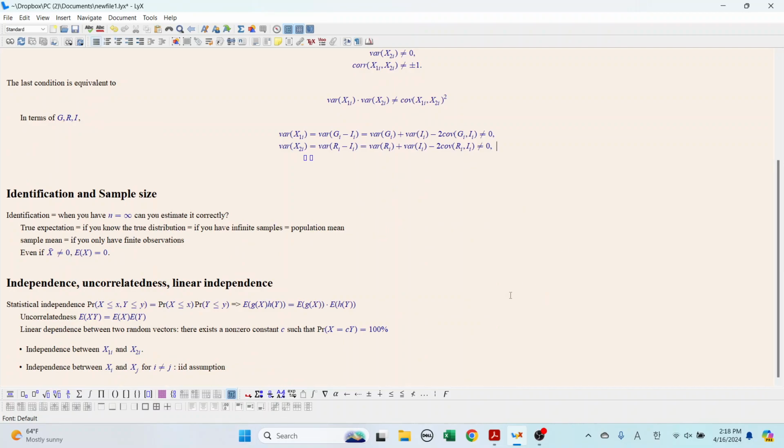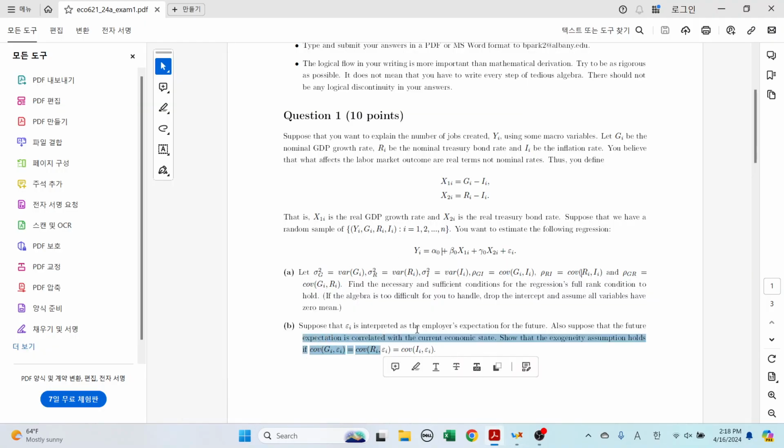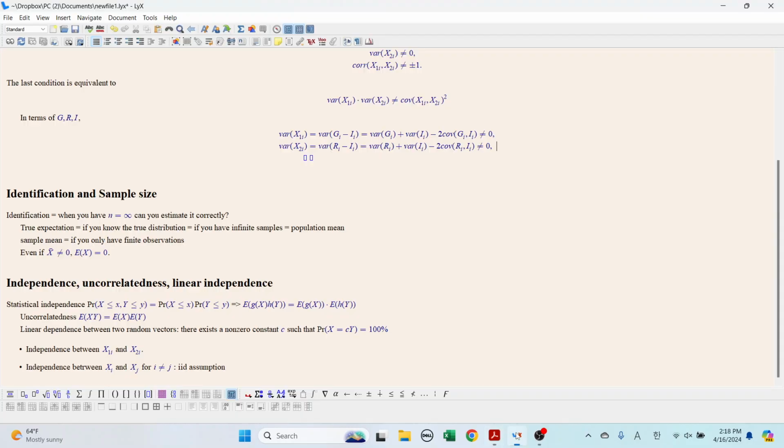The second question was pretty easy and everyone did it reasonably well, so I will skip that. The main point here is, even if those covariances are not exactly zero, that doesn't mean there is a problem. Each variable, like G or I, may be correlated with the error, but the actual variable you use in the regression is not G itself, but G minus I. So the correlation could be cancelled out. That is possible, right? So it is a very minor tweak.